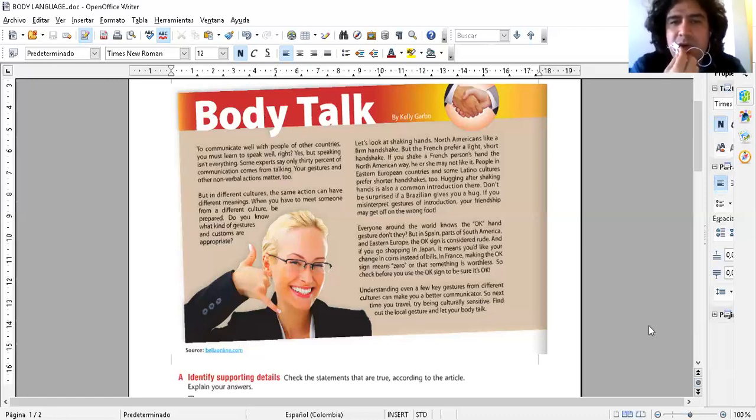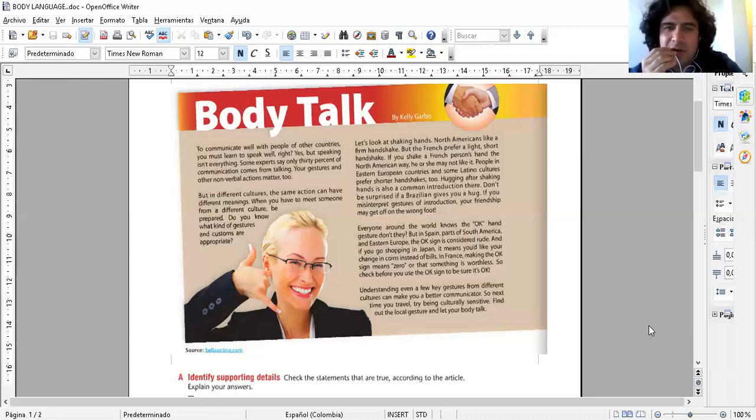Everyone around the world knows the OK hand gesture, don't they? This is the OK. But in Spain, parts of South America, and Eastern Europe, the OK sign is considered rude. And if you go shopping in Japan, it means you like your change in coins instead of bills. In France, making the OK sign means zero, or that something is worthless. So check before you use the OK sign to be sure it's okay. So it depends on the country.